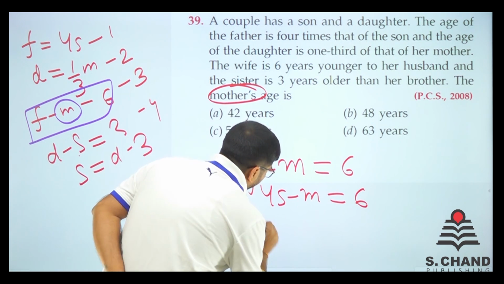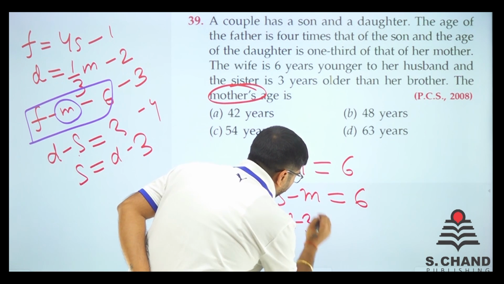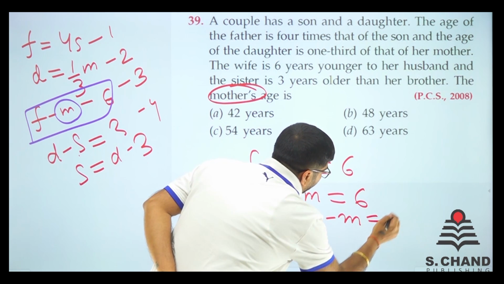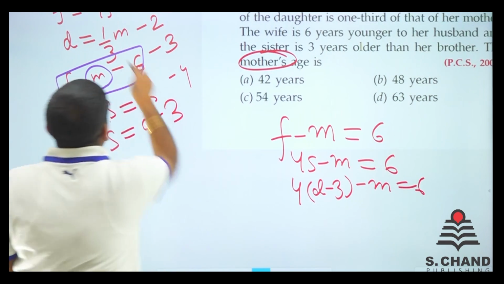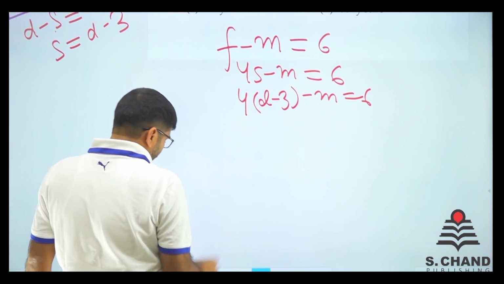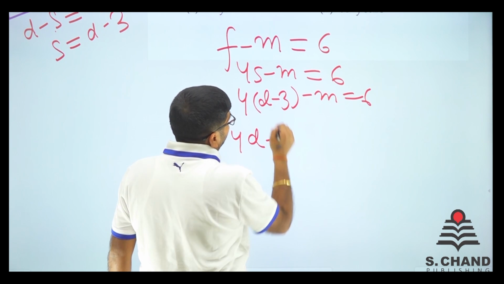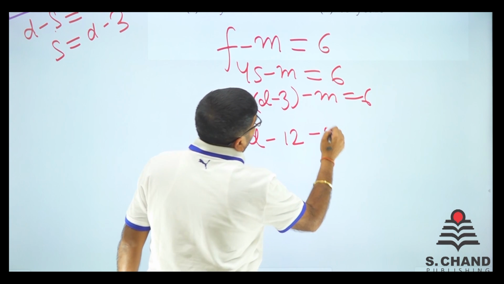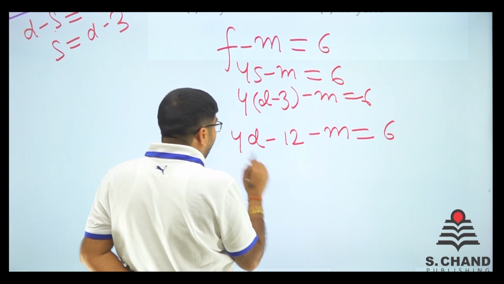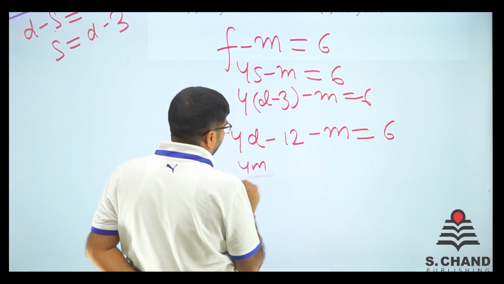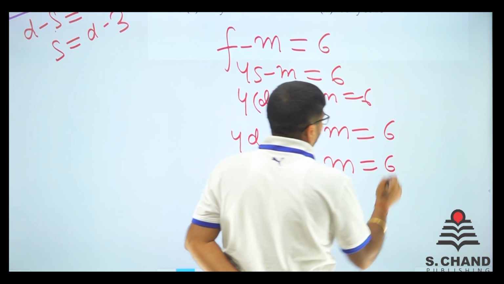So what we do is, 4S is equal to 4 times D minus 3. So 4 times D minus 3, minus M is equal to 6. Now finally we put D, because D is equal to 1 by 3 M. So 4D minus 12 minus M is equal to 6, and D equal to 1 by 3 M. So 4M by 3 minus 12 minus M is equal to 6.